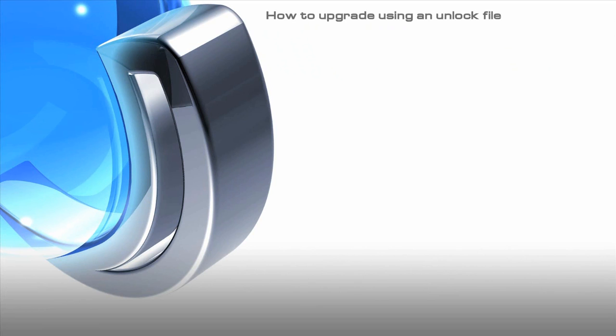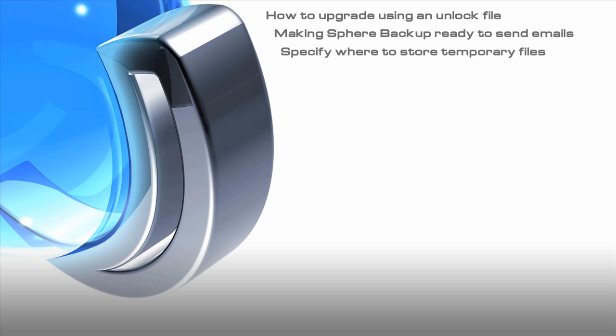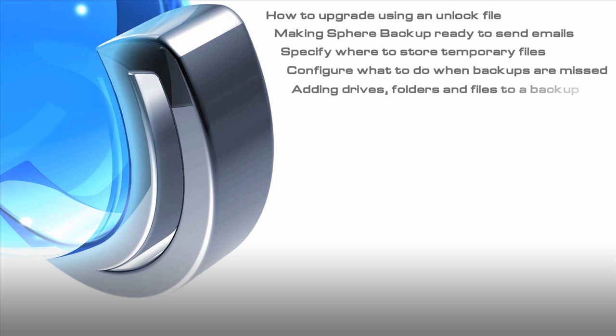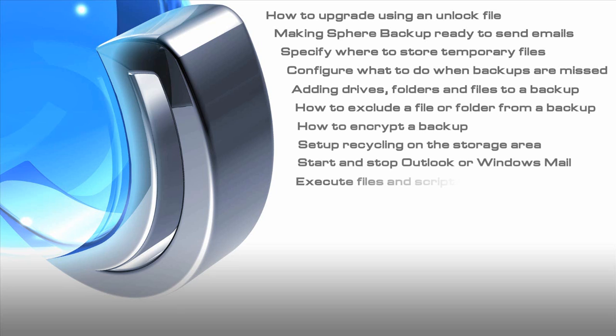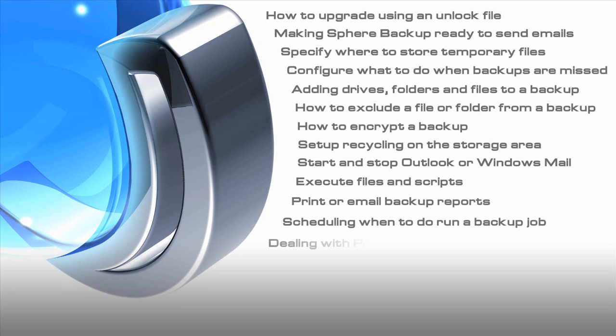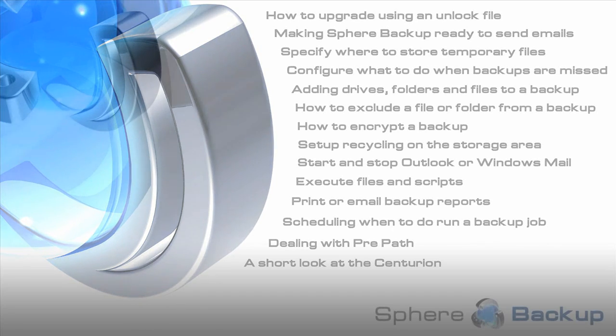How to upgrade using an unlock file. Making Sphere Backup ready to send emails. Specify where to store temporary files. Configure what to do when backups are missed. Adding drives, folders and files to a backup. How to exclude a file or folder from a backup. How to encrypt a backup. Set up recycling on the storage area. Start and stop Outlook or Windows Mail. Execute files and scripts. Print or email backup reports. Scheduling when to run a backup job. Dealing with Prepaths. And a short look at the Centurion. Alright, let's get started.